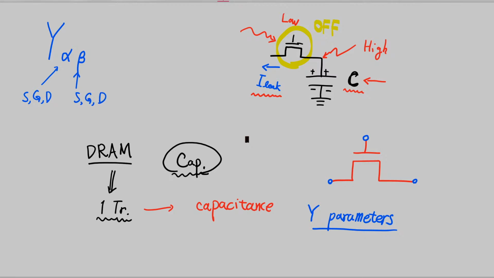So now you understand. For example, we can think about YDD, YGG, and YSS, which correspond to the self quantity. So you apply something to a certain terminal and observe something at the same terminal. So there are three of them.